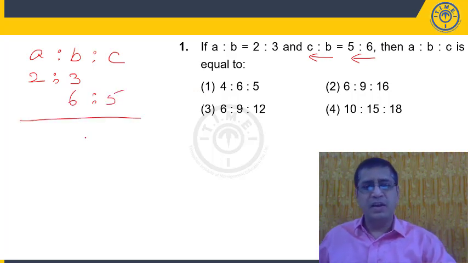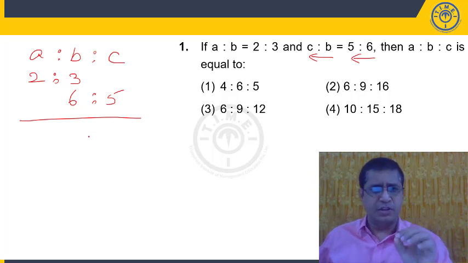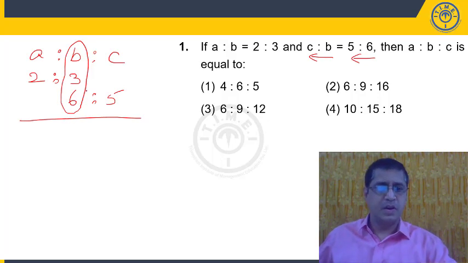What do we need to find? The ABC ratio. So what is the logic here? Simple logic, the best way to answer this question: we need to make the values of the common element the same in both the ratios. If you observe carefully, in the first ratio the value of B is 3 and in the second ratio it is 6.